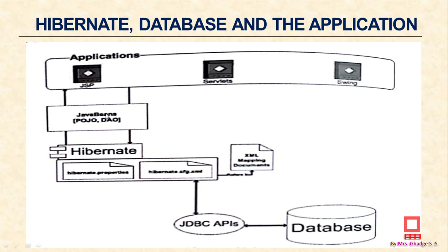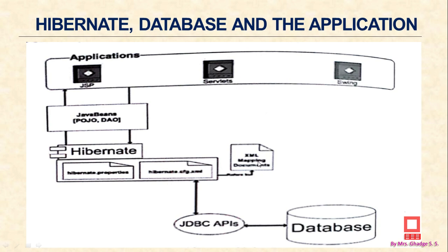Okay, so suppose the file name is employee.java. This employee.java file is the Java Bean file, we can say, and from that Java Bean file the data is stored into a database table. In order to store the data from that Java Bean file, we need to use hibernate.properties file or hibernate.cfg.xml file. The hibernate.cfg.xml file is the configuration file which will store all the details of the database, like database driver, database URL, then its username, password. All these details of the database are stored in the hibernate.cfg.xml file, that is the configuration file.